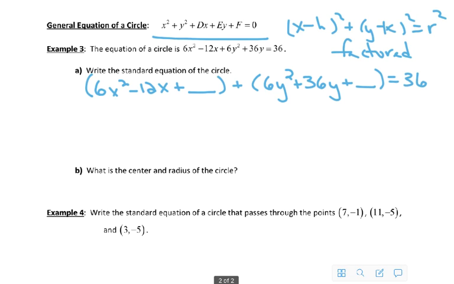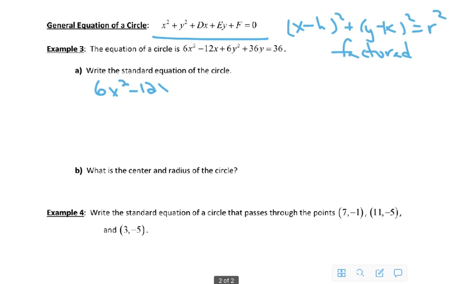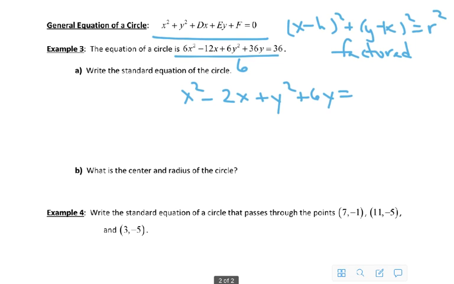There's a rule about equations. Since I'm going to add 2 new numbers to the left, I'm going to add 2 new numbers to the right. Actually, I should go backwards here. There's a nicer way of dealing with this problem. I want you to know that everything in this equation is divisible by 6. So I'm going to divide everything by 6 first. It's going to make it look a little bit nicer. So it's x squared minus 2x plus y squared plus 6y equals 6.